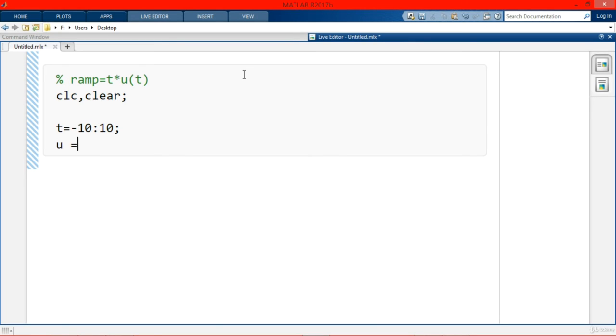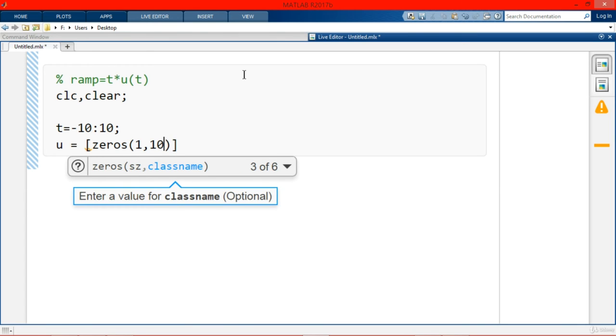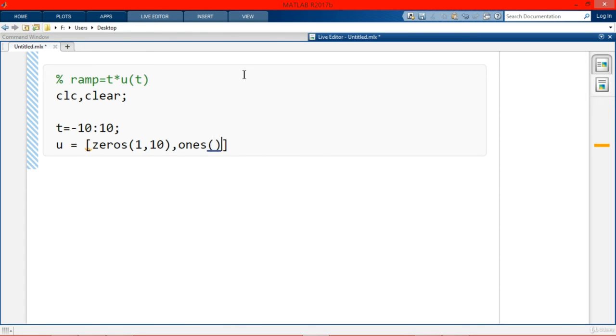Now for the unit step sequence, take u equals zeros and ones. In this, the initial 10 values will be 0 because of the zeros function, and the next values will be ones. Now to generate the ramp signal, I'll type this expression, which is t into u of t. Here we have performed element-wise multiplication. That's why we have used dot star multiplication between t and u of t.